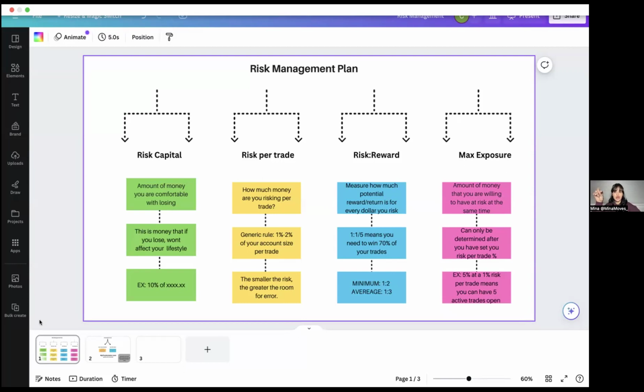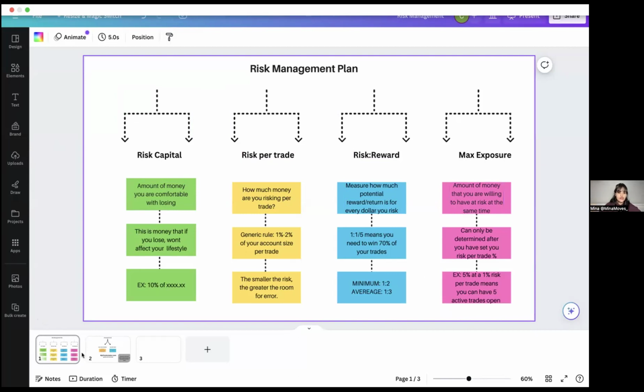Do you base your lot size risks with the pip as well? Great question, Joya. We're going into that next. Make sure that you answer these questions. I put them in order because you won't get your risk per trade if you don't have your risk capital. You won't get your risk to reward if you don't have your risk per trade. You won't get your maximum exposure if you don't have your risk per trade. So do this in order.